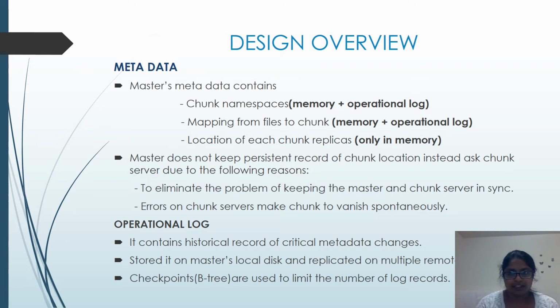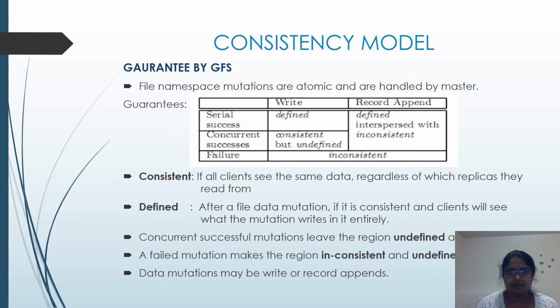Let's go to the next slide. Guarantees by GFS: the consistency model. GFS has a consistency model which supports distributed applications. File namespace mutations are atomic and are always handled by the master. As you see, there is some terminology here: defined, consistent, undefined, and inconsistent. So we are going to learn that.